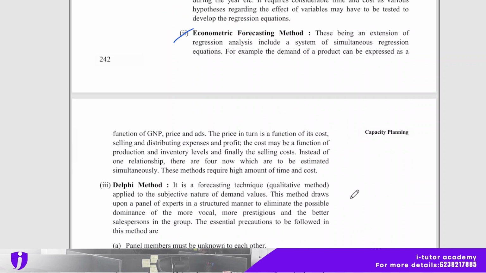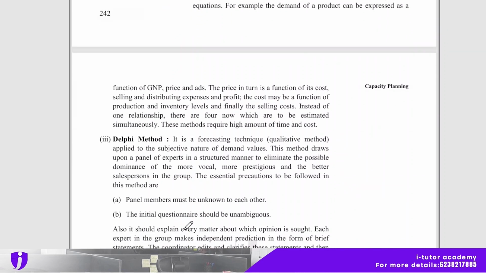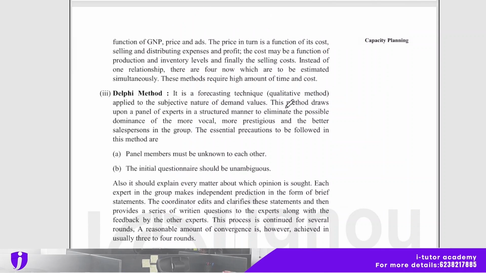Next is the economic forecasting method. This, being an extension of regression analysis, includes a system of simultaneous regression equations. And the Delphi method. It is a forecasting technique, a qualitative method applied to the subjective nature of demand value. This method draws upon a panel of experts in a structured manner to eliminate the possible dominance of the more vocal, more prestigious and better salesperson in the group.